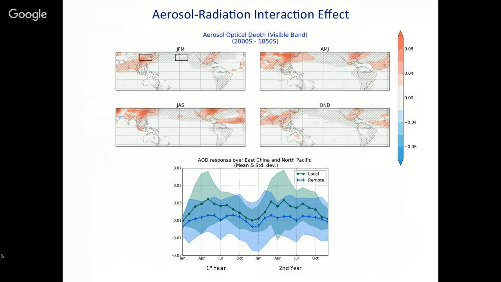But the point I'm trying to make here is, if you consider the variability, I can safely assume that the aerosol radiation interaction, or aerosol optical depth, is the same between the first and the second year. So that's the aerosol radiation interaction.